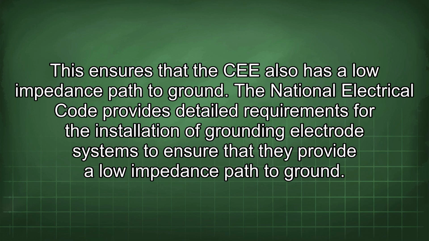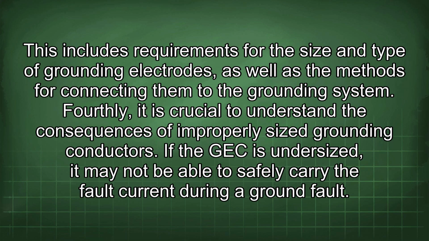The National Electrical Code provides detailed requirements for the installation of grounding electrode systems to ensure that they provide a low impedance path to ground. This includes requirements for the size and type of grounding electrodes, as well as the methods for connecting them to the grounding system.